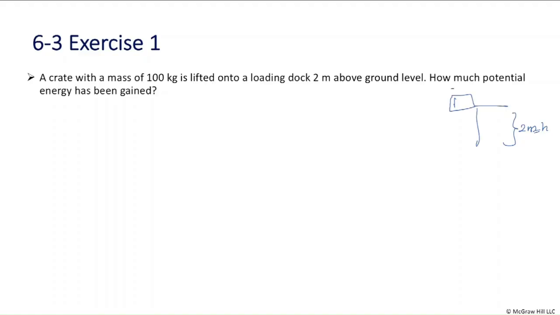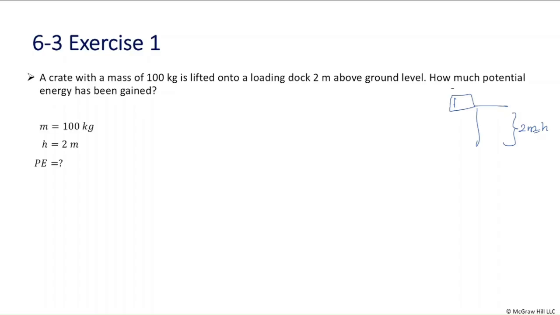So before I solve it for you, pause the video and give it a try on your own. Use the equation for gravitational potential energy, which is equal to mgh. m is the mass, g is the gravitational acceleration, which is 9.8 meters per second squared, and h is the height. Once you have the answer, continue playing to check it.